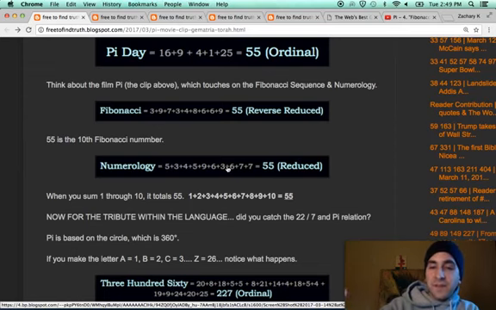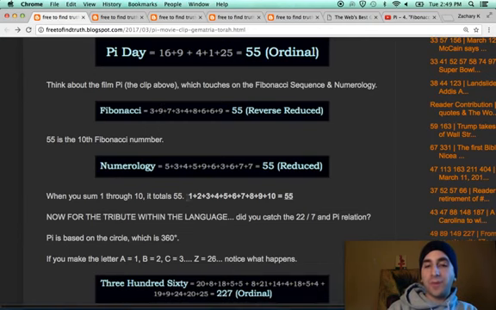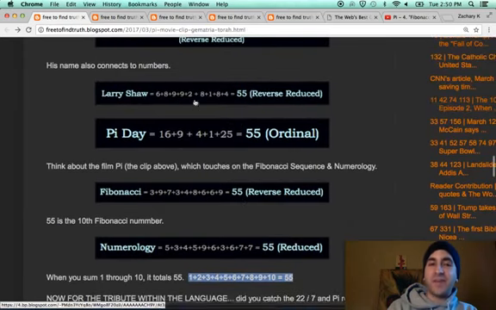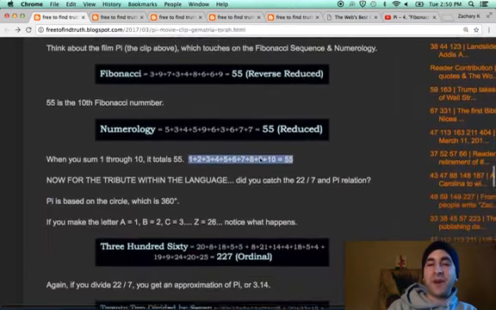When we just hit 55, 55 is the 10th Fibonacci number. When you count 1 through 10 and add them together, it sums to 55. So 10 and 55 have this major relationship. Numerology has Gematria 55, Fibonacci 55, Pi Day 55, Larry Shaw 55.